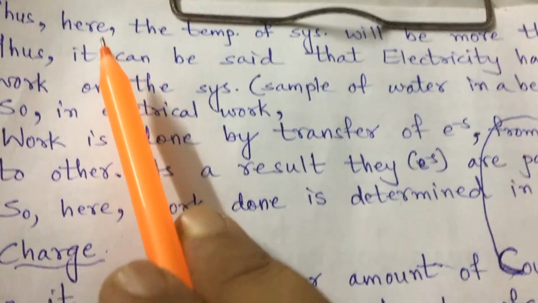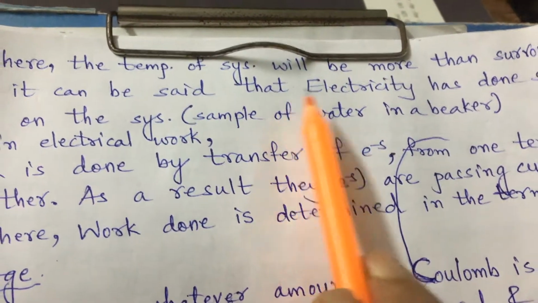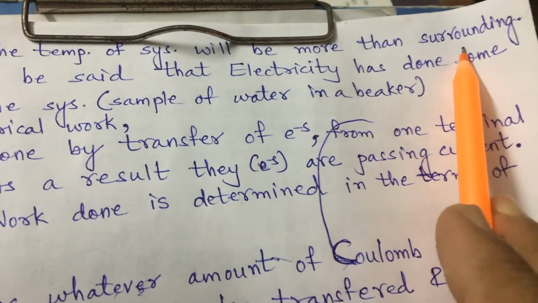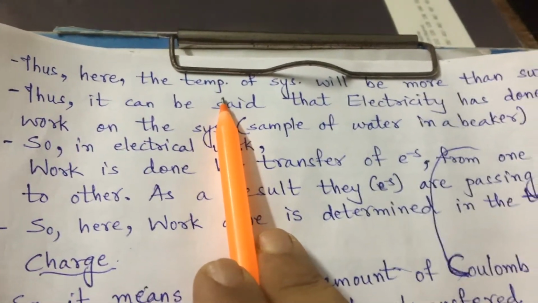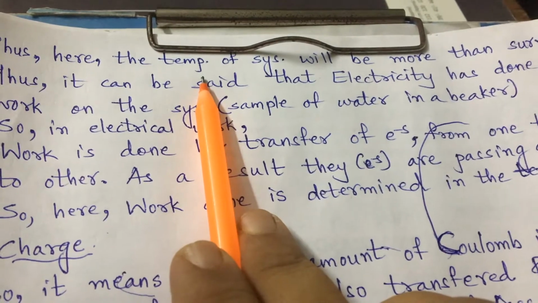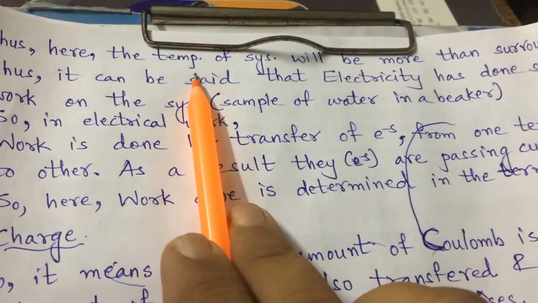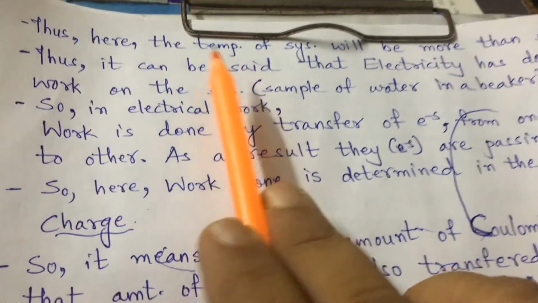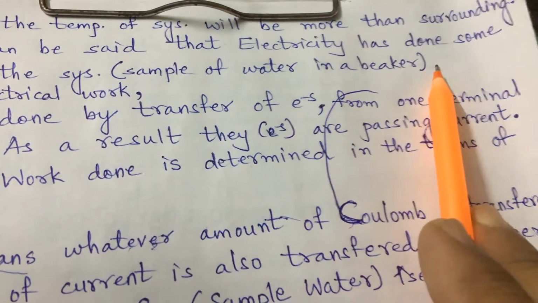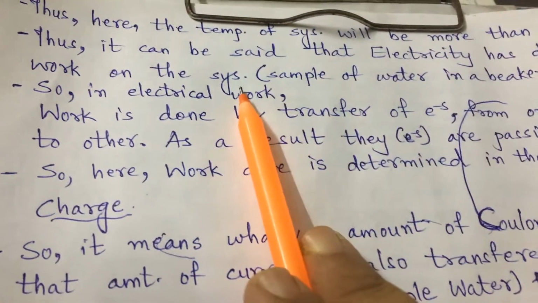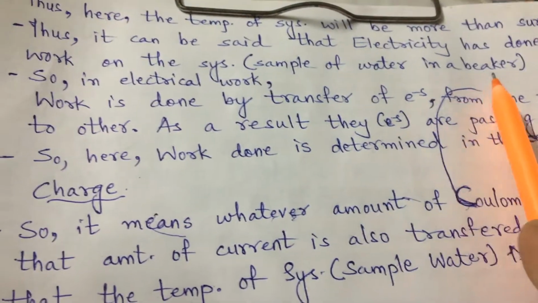Thus, what happens in the beaker? The temperature of the system will be more than the surrounding, because the rod which is in the beaker will supply the heat. So the beaker filled with water is the system, and the surrounding is the outside of the beaker. Thus it can be said that electricity has done some work on the system, that is the sample of water in a beaker.